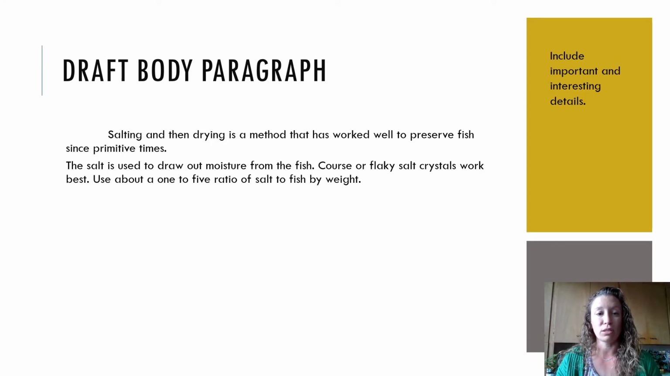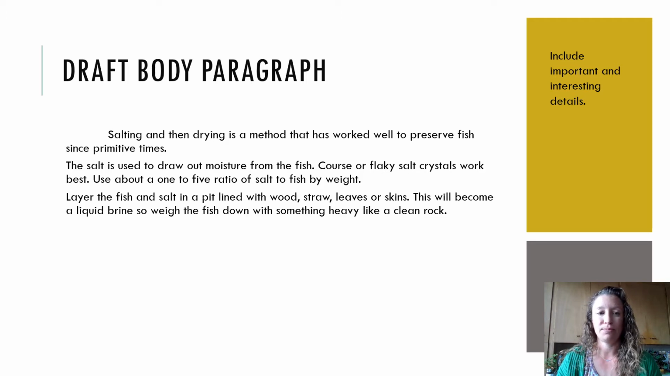So let's talk about the salt. The salt is used to draw out moisture from the fish. Coarse or flaky salt crystals work best. Use about a 1:5 ratio of salt to fish by weight. Layer the fish and salt in a pit lined with wood, straw, leaves, or skins. This will become a liquid brine, so weigh the fish down with something heavy like a clean rock. I realized that was an important detail I needed to include.